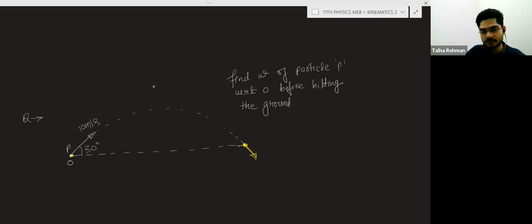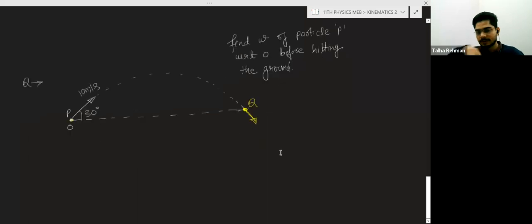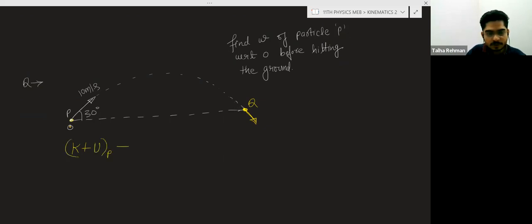Suppose at point Q, finally the particle is at point Q. So energy at point P is equal to the energy at point Q. With the help of that we can find the velocity at this point. At this point, what type of energy will this particle have? If I am supposing this ground as a reference point, then here will be only the kinetic energy. So kinetic energy plus potential energy at point P is equal to the kinetic energy plus potential energy at point Q.